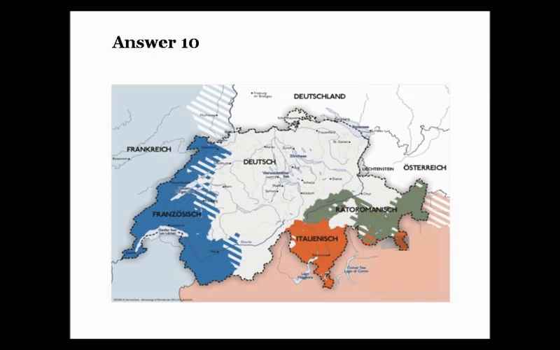Last but not least, at the bottom of the map, which is close to Italy, people speak Italian. In conclusion, on the right-hand side of Switzerland, which is close to Austria, people mainly speak Romansh.